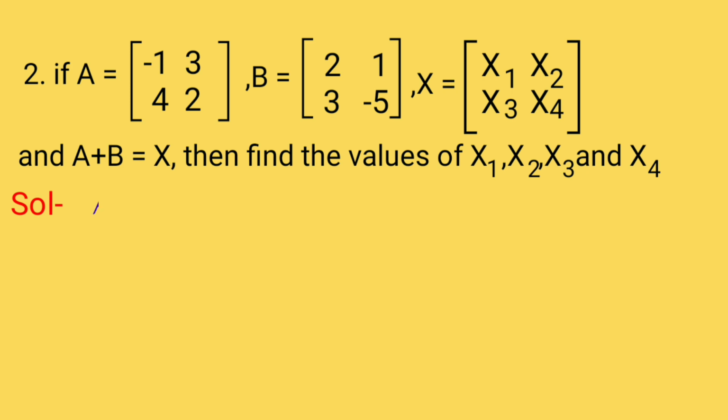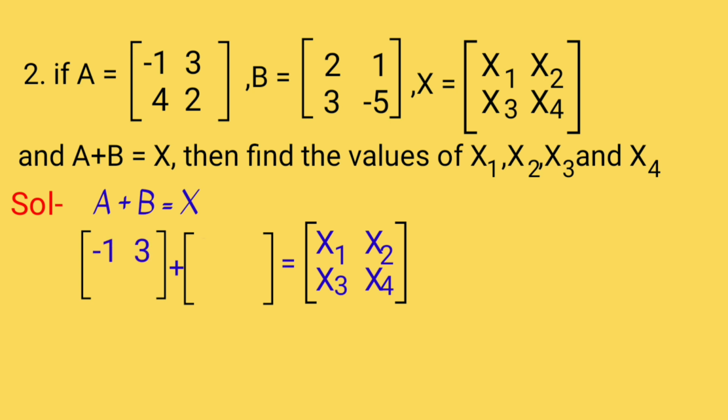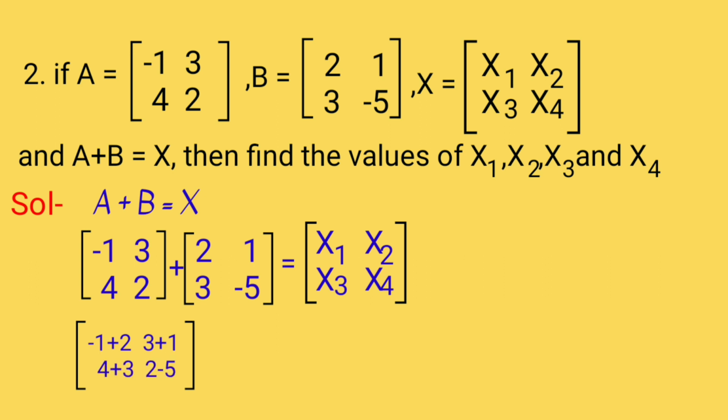So the given condition is A plus B is equal to X. So we have the A matrix plus the B matrix is equal to the X matrix. So we have the A matrix [-1 3; 4 2] plus the B matrix [2 1; 3 -4]. These are square matrices, 2 cross 2. So add these square matrices. So minus 1 plus 2, 3 plus 1, and here 4 plus 3, 2 plus 2 minus 5 is equal to [x1 x2; x3 x4].